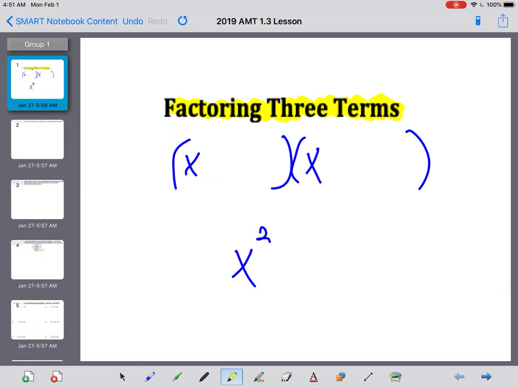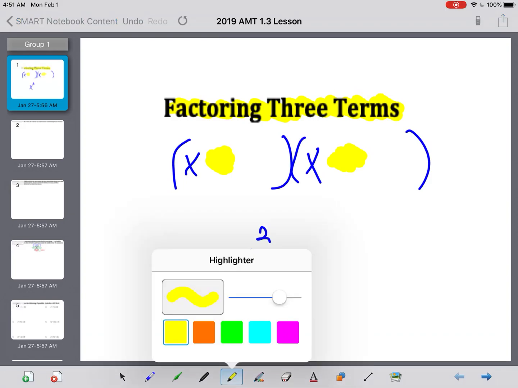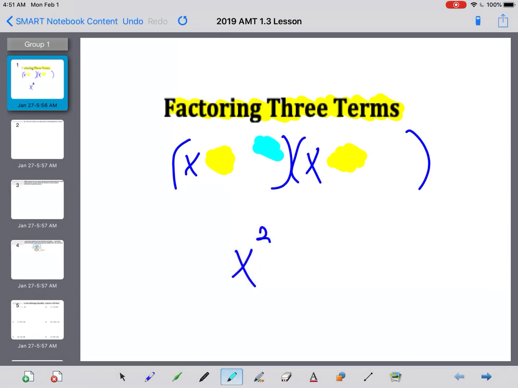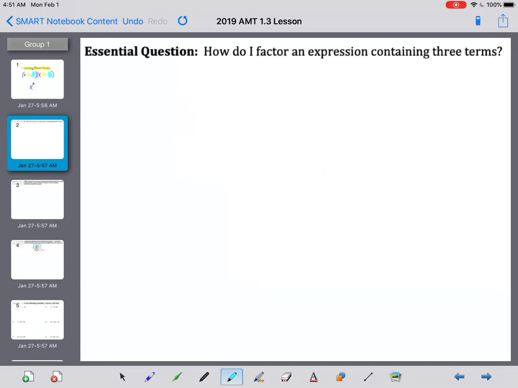What can vary is the operators, pluses and minuses. And the other thing that can vary is the second parts, or constants, or numbers, in our binomials here. Alrighty? So again, how can I factor an expression containing three terms? That's going to be our answer at the end of both of the videos here.